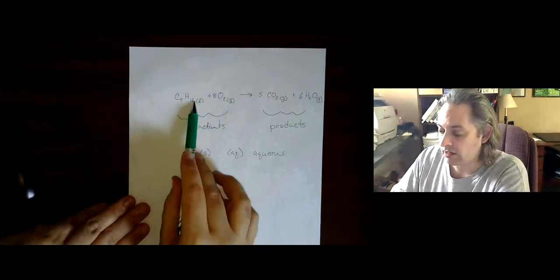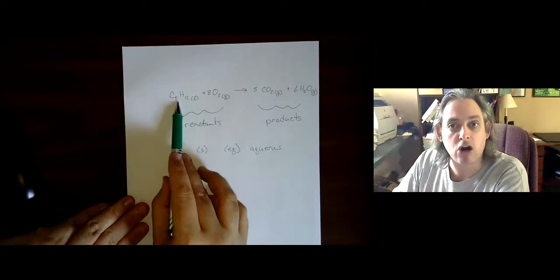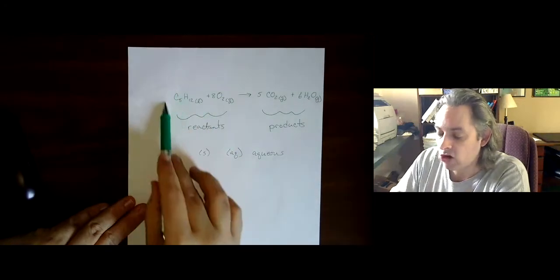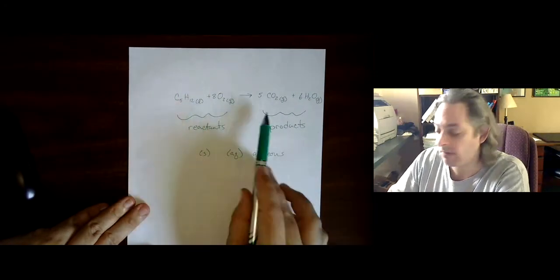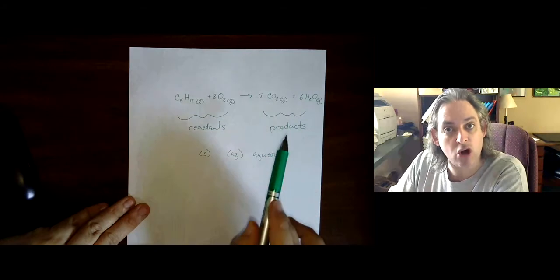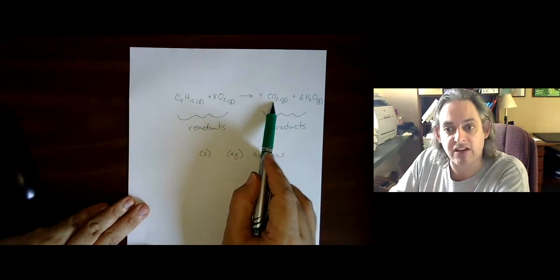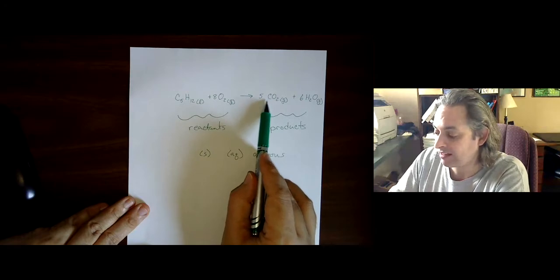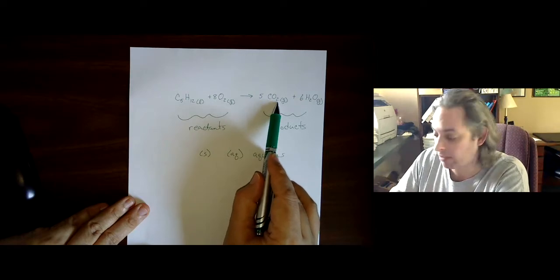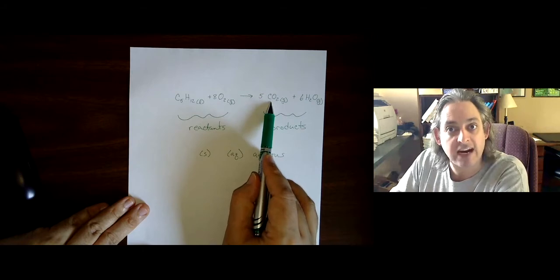So here, this compound right here has 5 carbon atoms. We have 5 carbon atoms that we're starting off with. And so when we end, we should also have 5 carbon atoms. And we do that by putting a 5 in front of the CO2. This tells us that we have 5 carbon dioxide molecules. So that says that we have 5 carbon atoms.